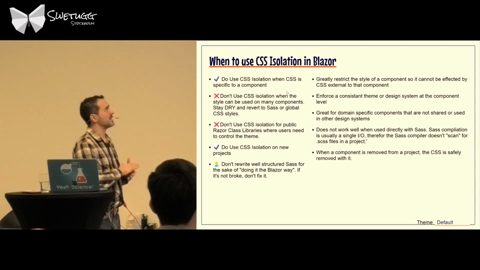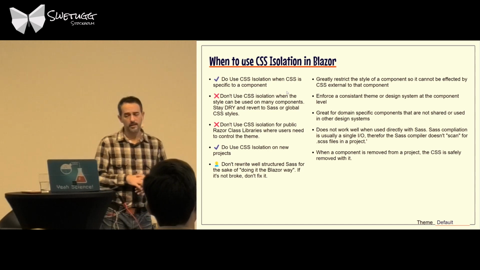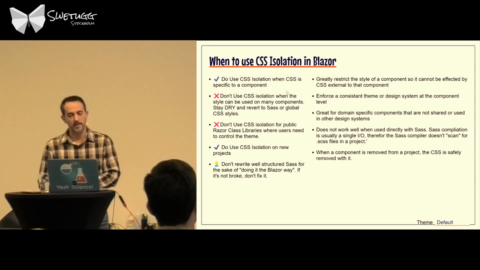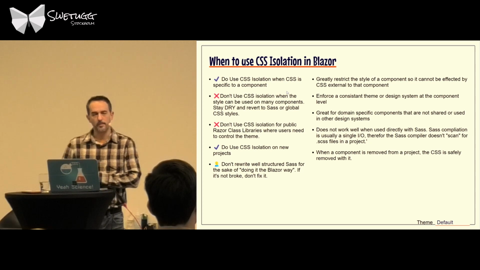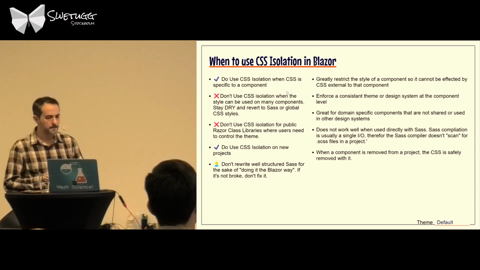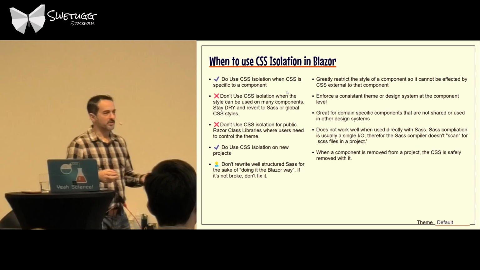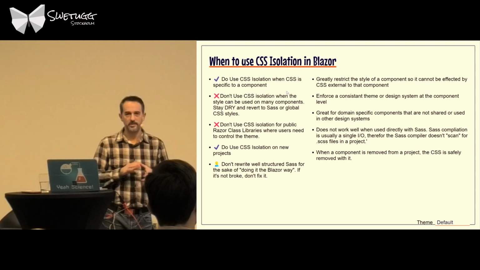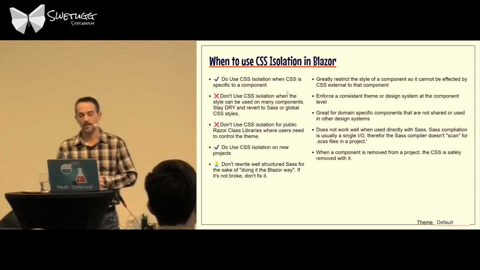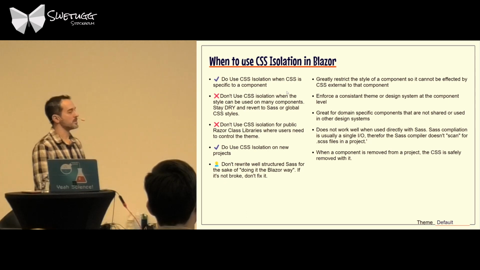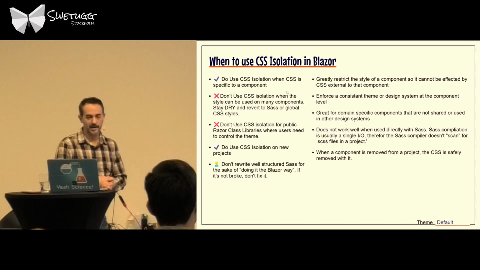So CSS Isolation is really nice if you're writing a component and you want some CSS that applies specifically to that one component and that one component only. If you have many components that share a style, then CSS Isolation probably isn't where that code belongs. That's better suited for something like Sass or just a generic CSS file that is not isolated.